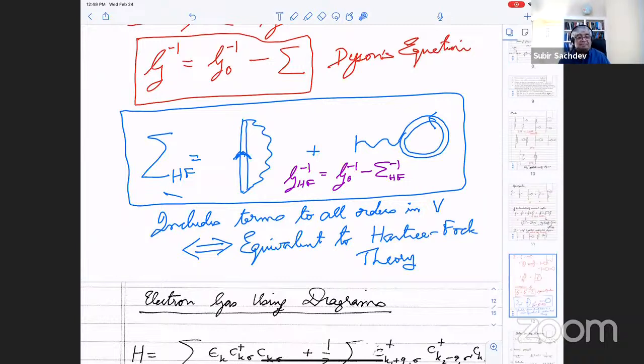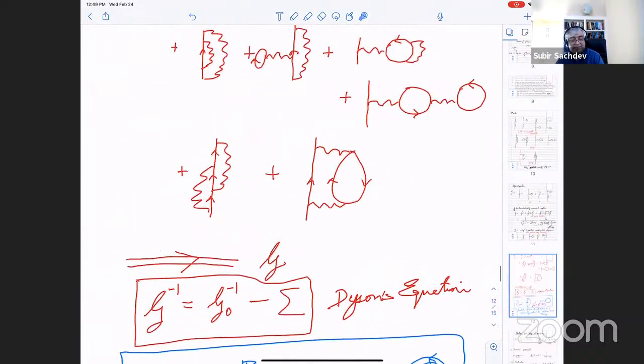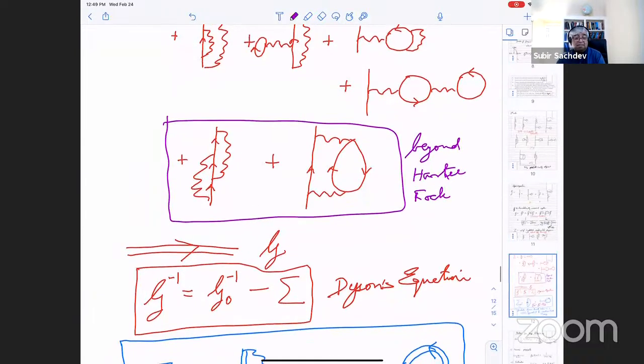So that's a lot of work for something we already knew about, but now we know that at second order in V, there is a correction that's not part of Hartree-Fock theory, and that's these two graphs. These are the new ones. This is beyond Hartree-Fock. And they include effects when you evaluate them, which gives the quasi-particles a lifetime.